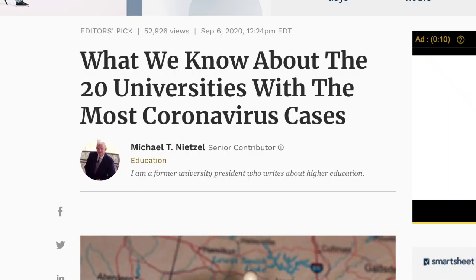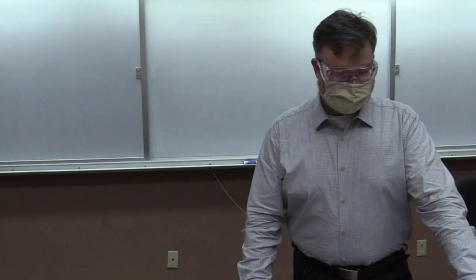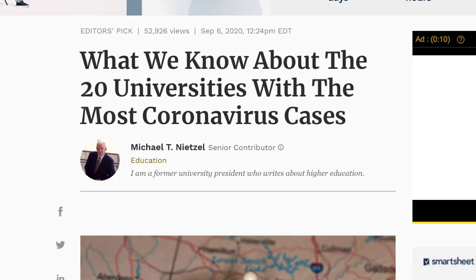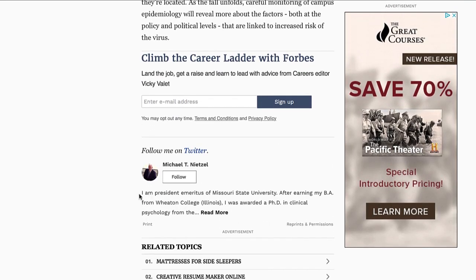So I want to show you this other example. It's called What We Know About the 20 Universities with the Most Coronavirus Cases. And I want to point out the author is Michael Netzel. Does that seem familiar to anyone? He says he is a former university president who writes about higher education. And if we scroll all the way to the bottom, we can see that he is a president emeritus of Missouri State University.